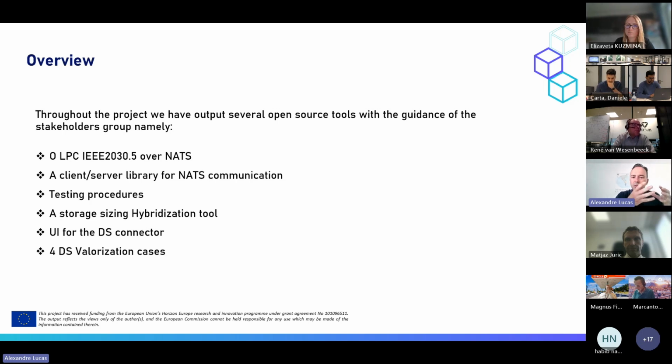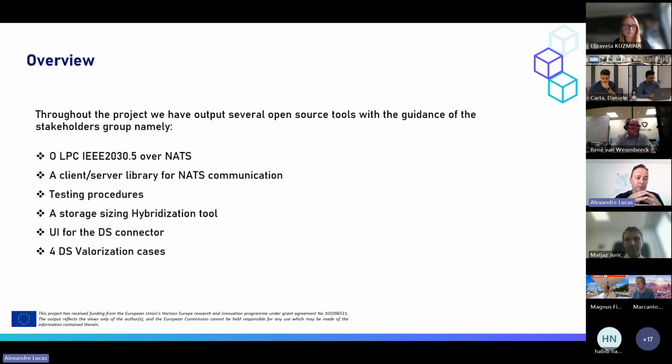So we've developed a legacy protocol converter, but instead of using the original version of the IEEE 2030.5 that was using REST APIs, we are using NATS communication, incredibly fast. And it's this mixture of the IEEE 2030.5 and NATS that makes the developments here in InterSTORE very powerful. Then we have also, for the native IEEE 2030.5 assets themselves, to be able to communicate with NATS, a client-server library to enable this communication.